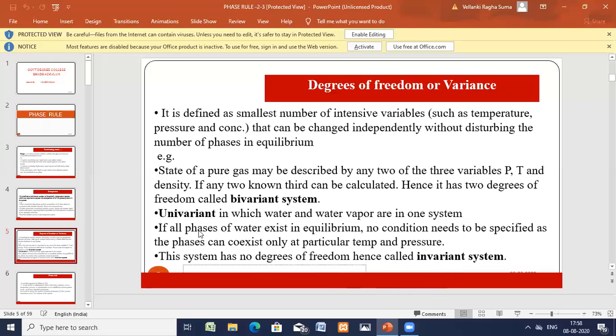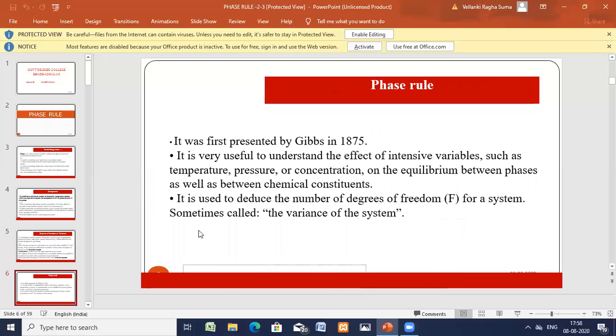Now we'll see what is the phase rule. Already I have told you the phase rule. The sum of the number of degrees of freedom and the number of phases exceeds the number of components by 2. That is the phase rule. It was given by Gibbs in 1875.